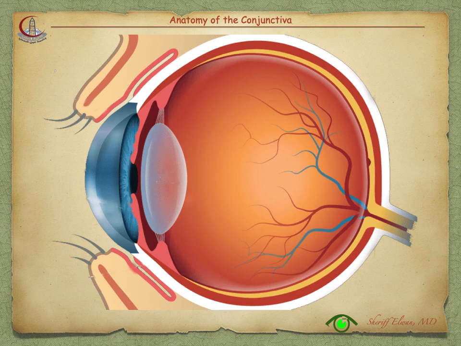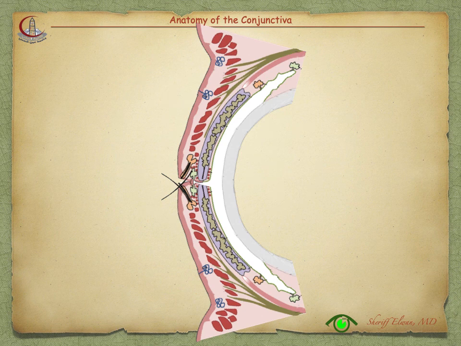Now this is the sagittal section, and this is the conjunctival sac. When the eye is open, the sac is open, as you can see. When the lids close together with the eye shut, this is the conjunctival sac, which is a closed space.